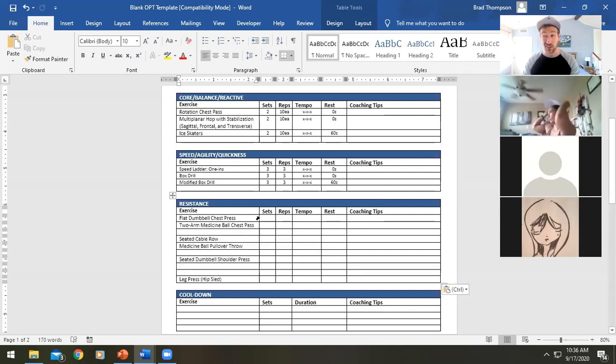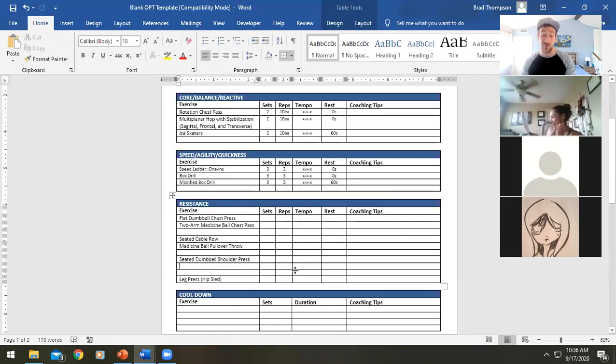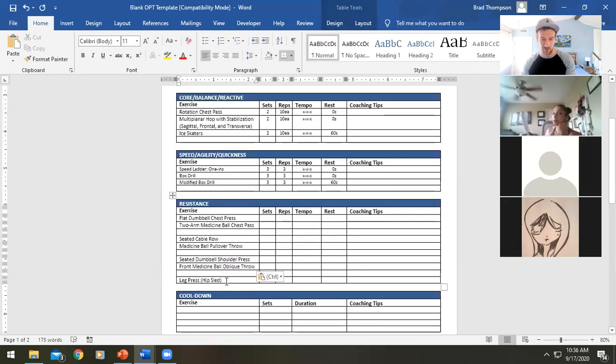Upper back power is rough. Honestly, it's really hard to do in most gyms, because most of your managers will scream at you the minute you throw a medicine ball across the gym. Chest passes are okay if you're off in the corner, but most managers hate it.